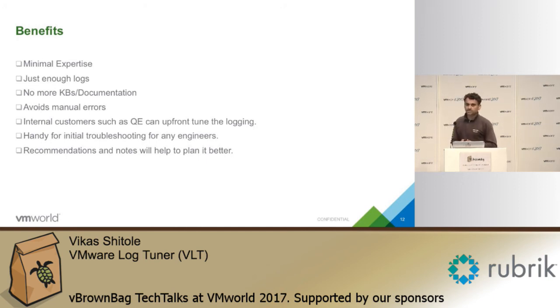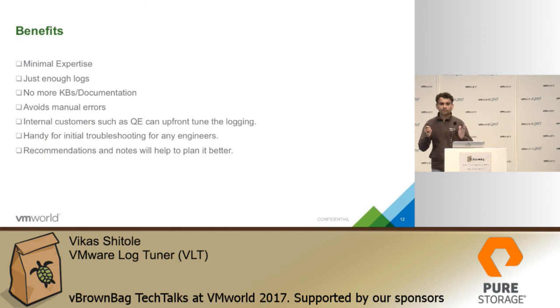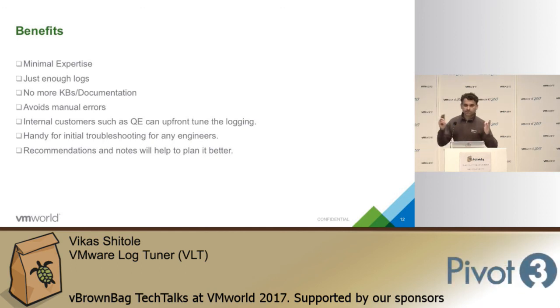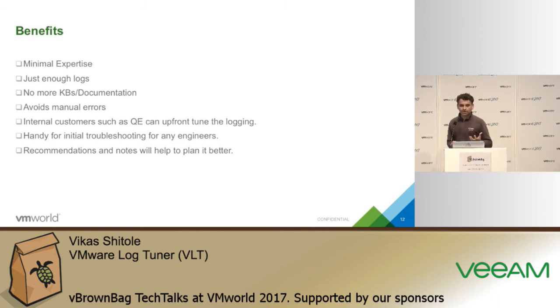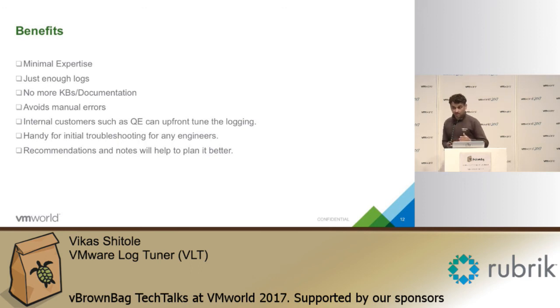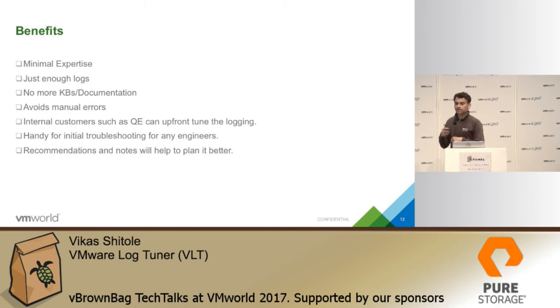The classic case is, let's say internal QE is testing DRS on a large scale. They have built a huge test bed and started DRS testing, and let's say they hit some race condition issue. Then they collect the default log bundle, and the same cycle repeats. In this case, if this tool is there, they can upfront enable the DRS-related log level to trivia or debug, and then run the test cases.